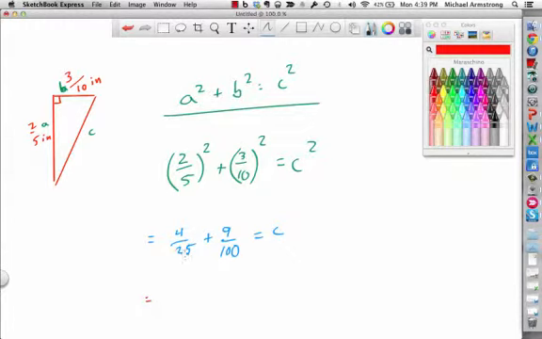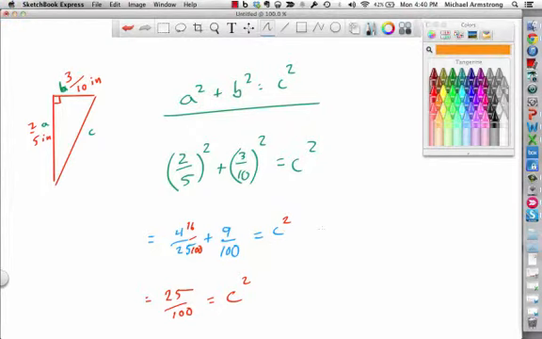Now, I can't add 25ths and 100ths, but I could multiply this by 4, get 16. Multiply this by 4, get 16 hundredths, which is the same as 4/25. And then 16 plus 9 is 25 hundredths equals c squared. I keep forgetting little things. Thanks for catching me on that.